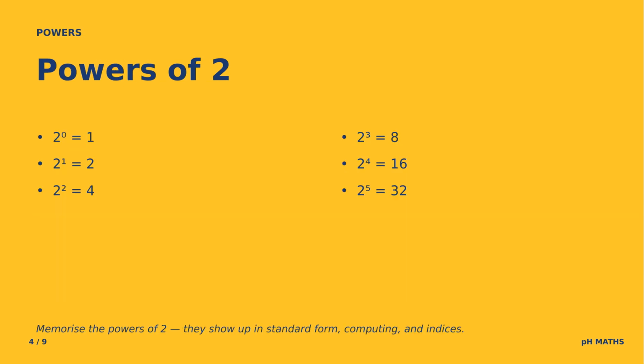Powers of 2. 2 to the 0 is 1. 2 to the 1 is 2. 2 squared 4, cubed 8, to the 4th 16, 5th 32. They keep doubling. 64, 128, 256. Memorize these. They appear in standard form, in computing style questions, in indices, and in surd simplifications. If you see 4, 8, 16, 32, 64, that's a power of 2 saying hello.